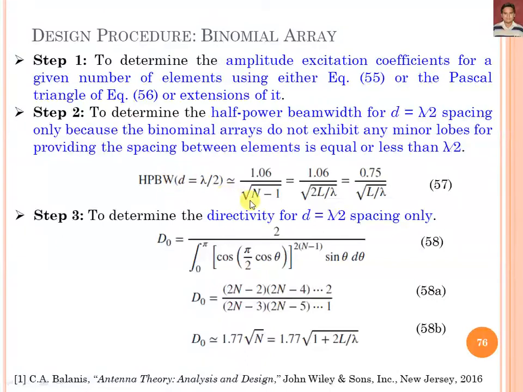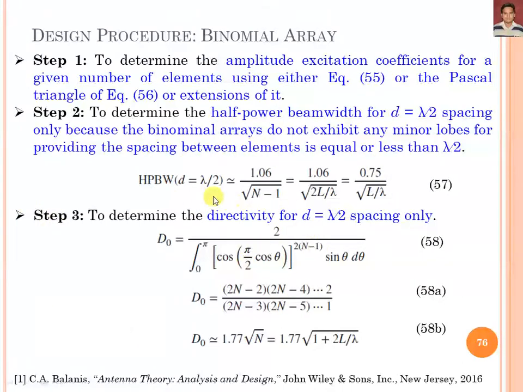So we can calculate the half power beamwidth for the binomial array at spacing d equal to lambda by 2, which is equal to 1.06 upon root of n minus 1, equal to 1.06 upon root of 2L by lambda, equal to 0.75 upon root of L by lambda. This is the important expression through which we can calculate the half power beamwidth.